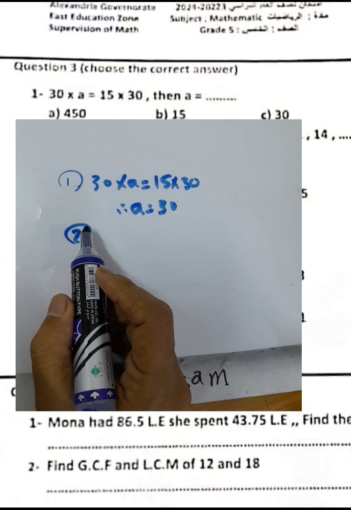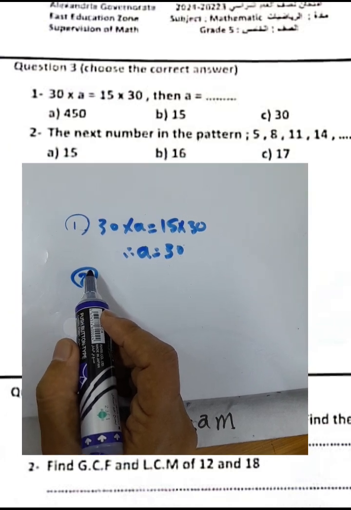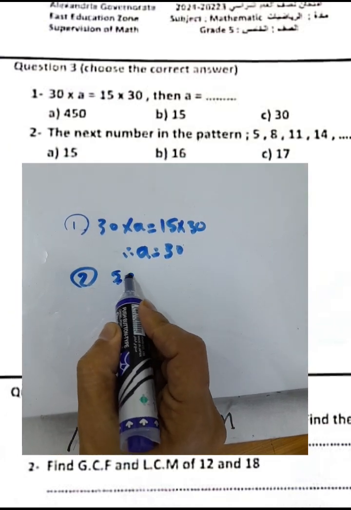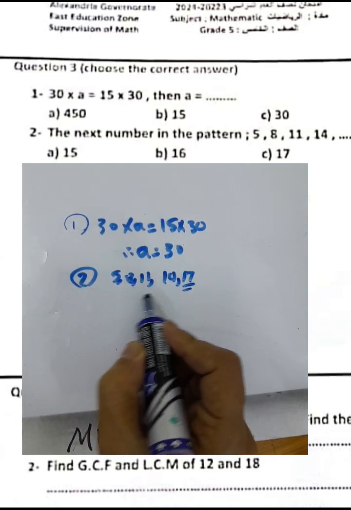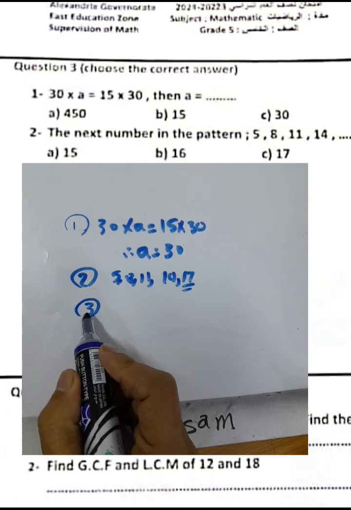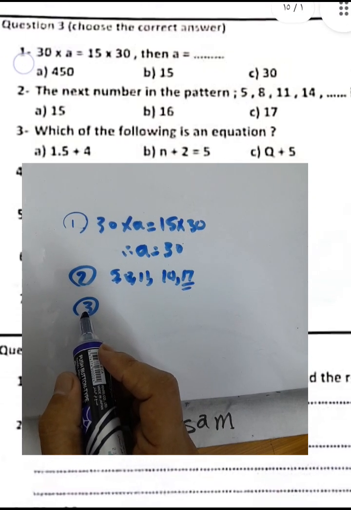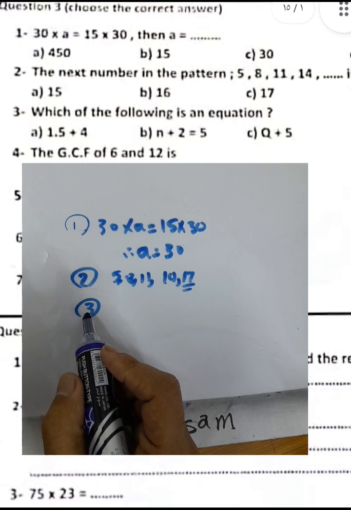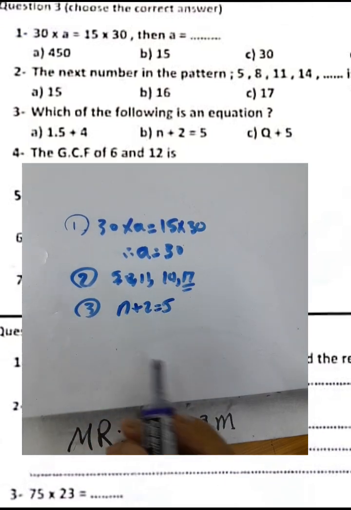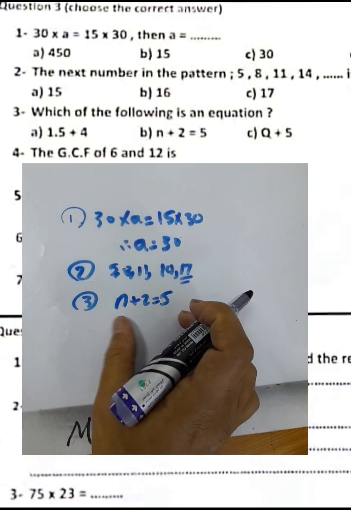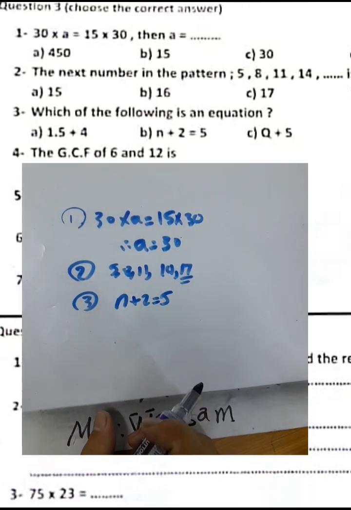Question number 2. The next number in the pattern 5, 8, 11, 14 will be 17. We add 3 each time. Question number 3. Which of the following is an equation? It will be n plus 2 equals 5. We call that an equation. An equation consists of two expressions with an equal sign between them.